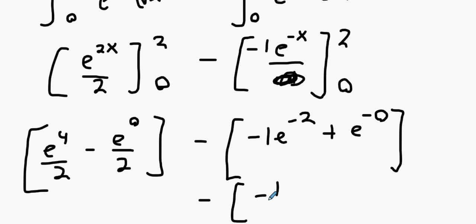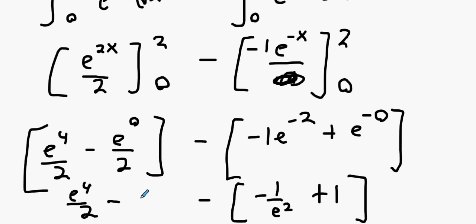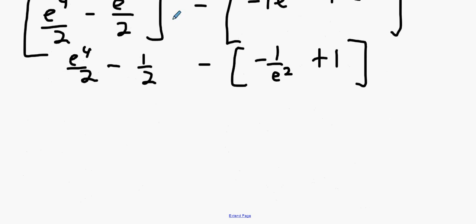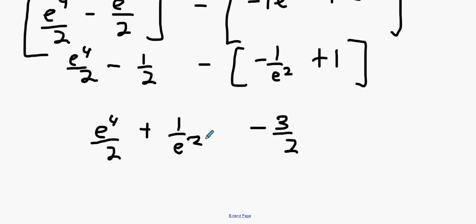1 over e squared plus 1, and this is e to the 4 over 2 minus a half. Alright, what's minus a half minus 1? 3 over 2. e to the 4 over 2. Is this the answer, just left like this? Alright. I'd probably lob it into a decimal as well.